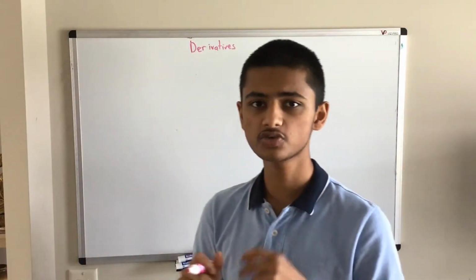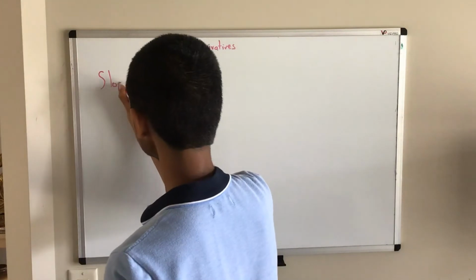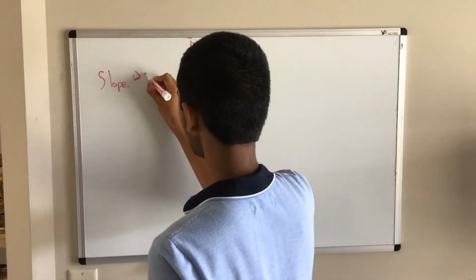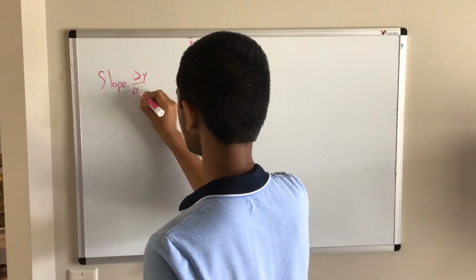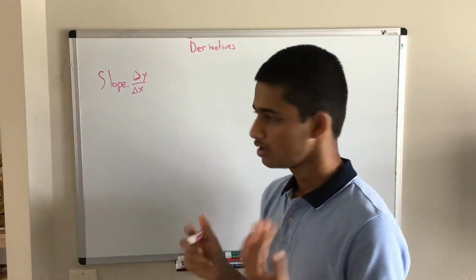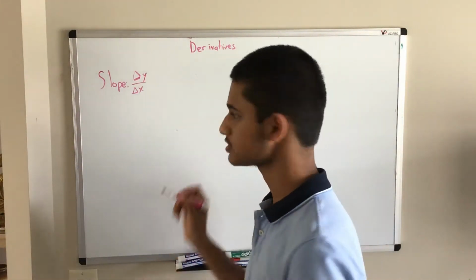So derivatives are just a really fancy term for slope, and as you know, slope can be rewritten as delta y divided by delta x, and that's basically just the change in y divided by the change in x. So let's start with something we already know how to do, which is calculate the slope between 2 points.